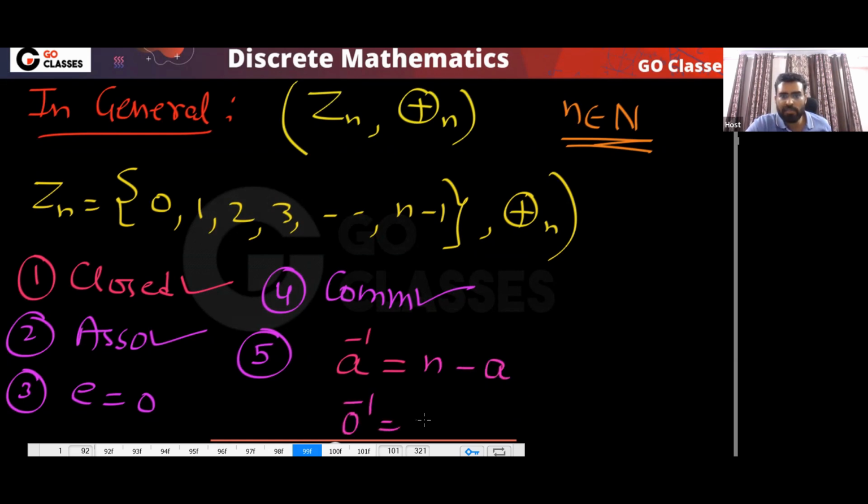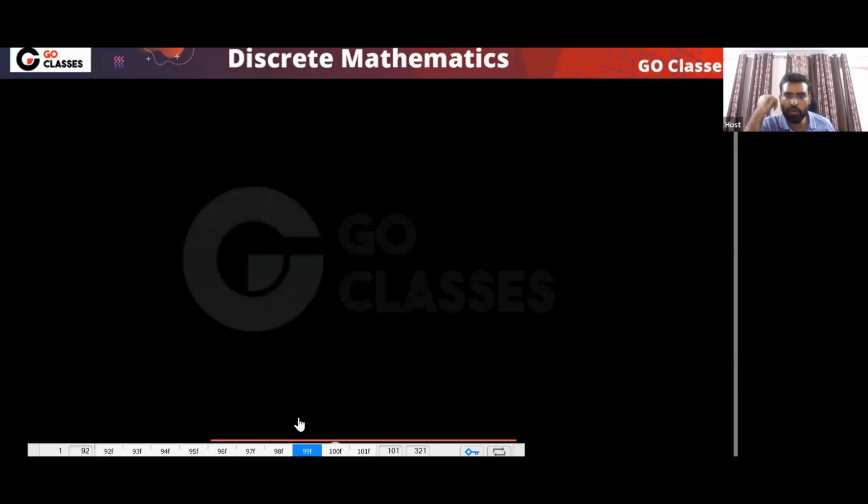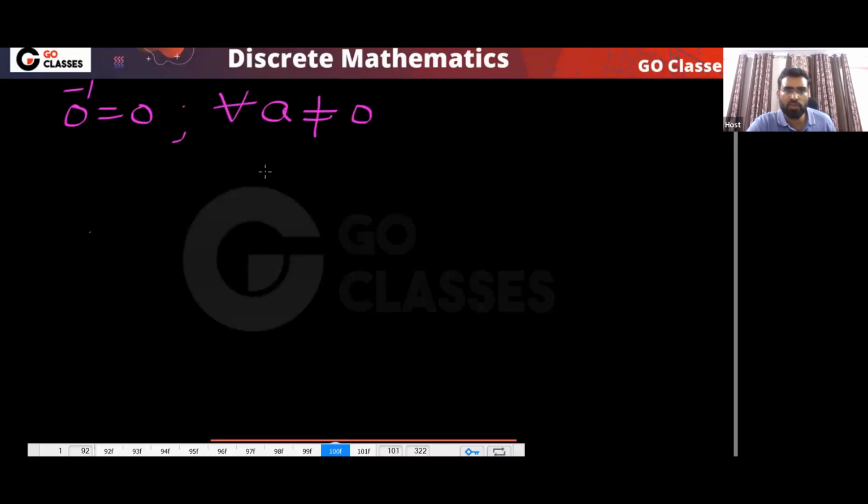But remember, 0 inverse will be 0, for A equal to 0. For all A which are not equal to 0, the inverse will be n minus A. 0 inverse will be 0 because 0 is the identity element. For the remaining, the inverse will be n minus A. Why? Very simple, you can see what A inverse will be.